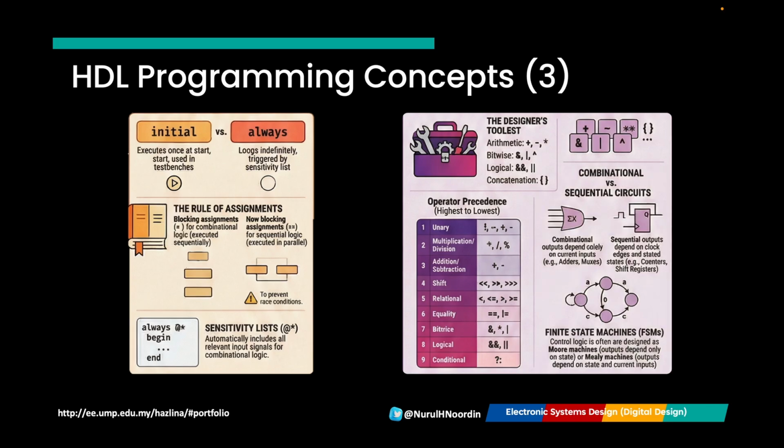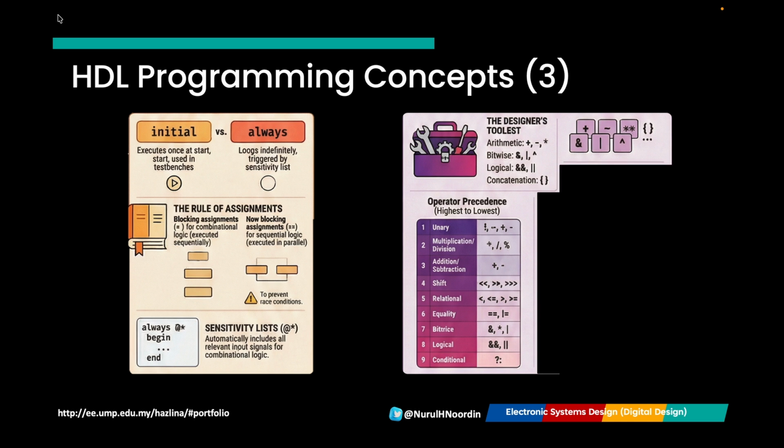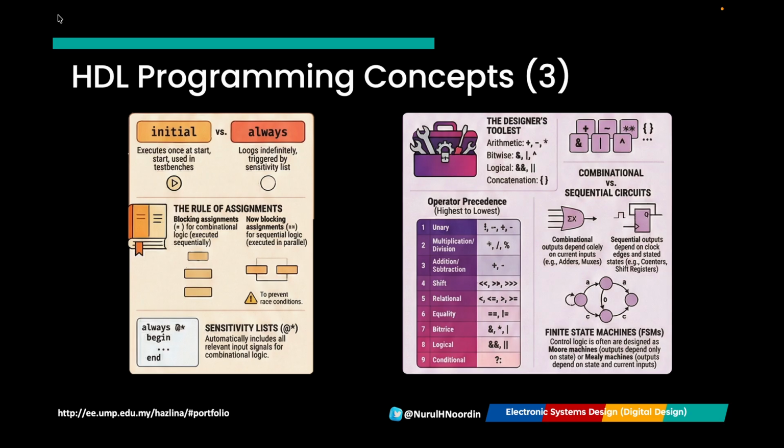Now, take note, in Verilog, there is combinational and sequential logic at the RTL level. Specifically for RTL design, circuits are described as combinational logic and sequential logic. Combinational logic are circuits where the outputs depend only on the current inputs. For example, adders, multiplexers, and decoders. It is modeled using assign statements or always blocks with blocking assignments.